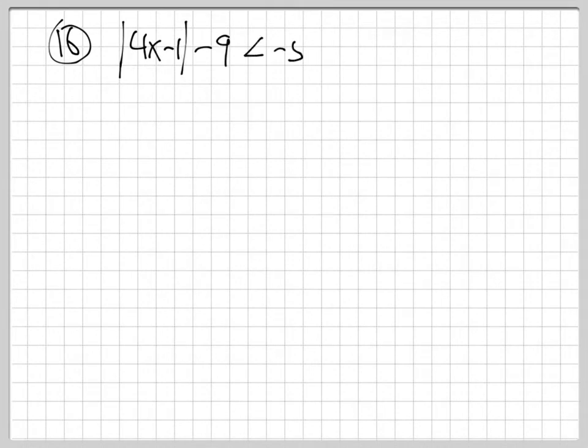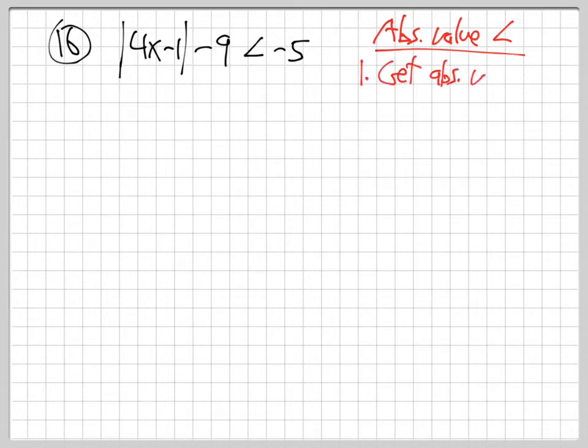Okay, number 16. Absolute value 4x minus 1 minus 9 less than minus 5. So how do you do absolute value? Well, got to have a game plan. So when you have absolute value less than, what do? Step 1, get the absolute value alone.